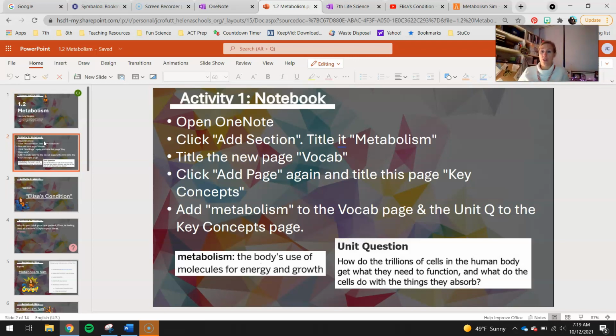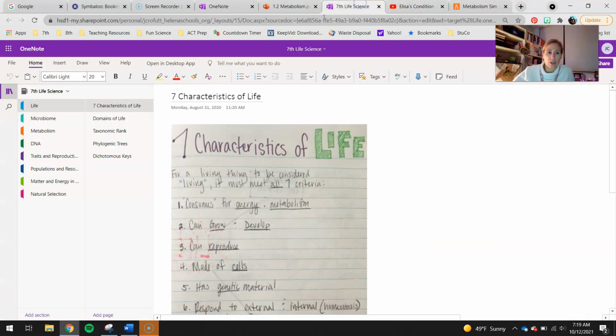Remember, every time we do a new unit, we add a new little section in our notebook. Okay, then you need 2 new pages for that. You should already have one given to you when you made that new section. So title that one Vocab and then click Add Page again and title that Key Concepts. Then you are going to add Metabolism to your Vocab page and the unit question to your Key Concepts page.